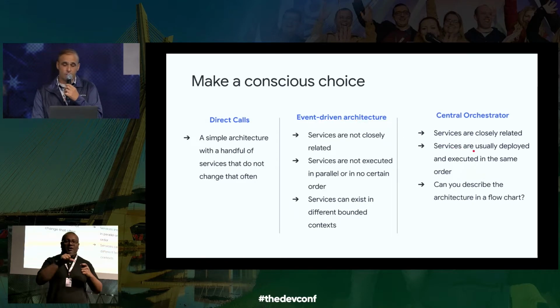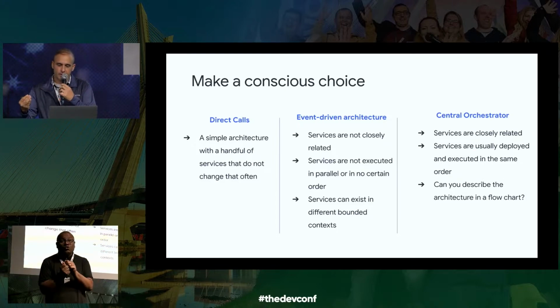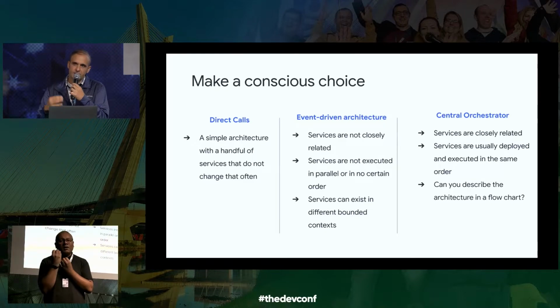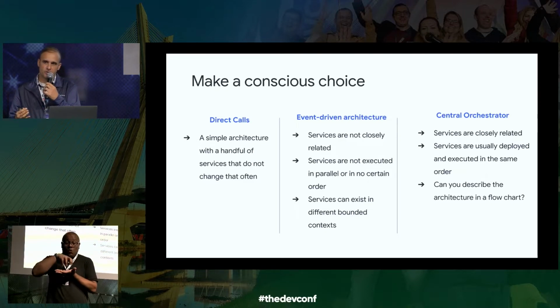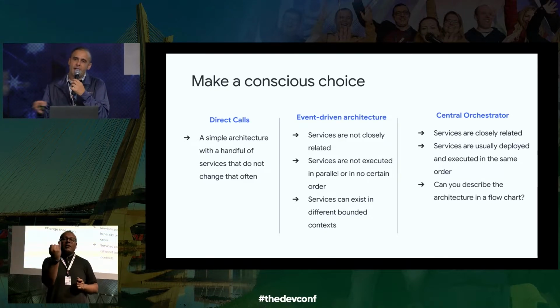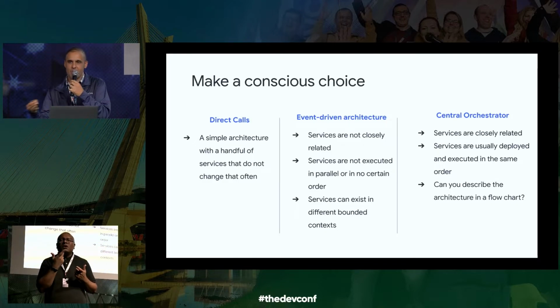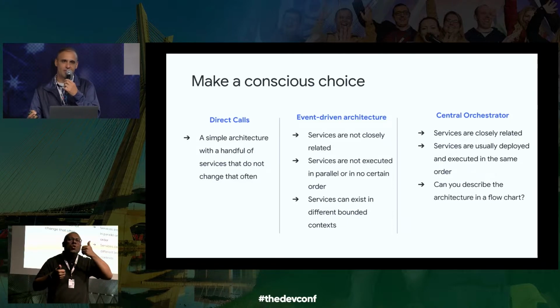And if your services are closely related, they are usually deployed together, and they are executed in a certain order. And if you can describe your architecture in a flowchart, and you want to maintain that information, then maybe a central orchestrator is a better choice, right? And there's no right answer. I can't say one is better than the other either. It's all pros and cons that I described.